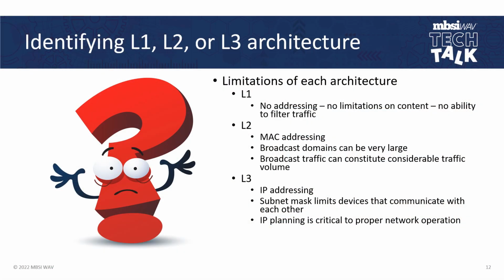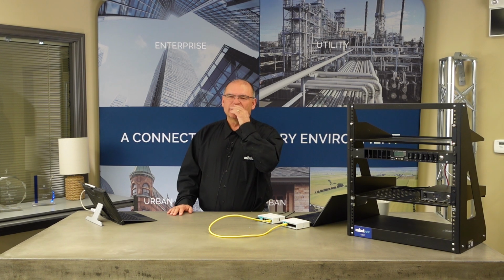So what are the limitations of each architecture? In identifying the architecture, layer 1 architectures have no addressing. So there are generally no limitations on the content. There might be a limitation on the size of the data frame that goes across the link, but there's no ability to filter any kind of traffic whatsoever.